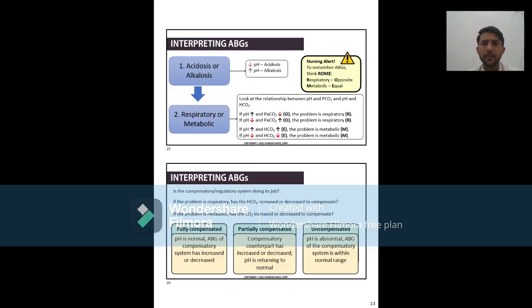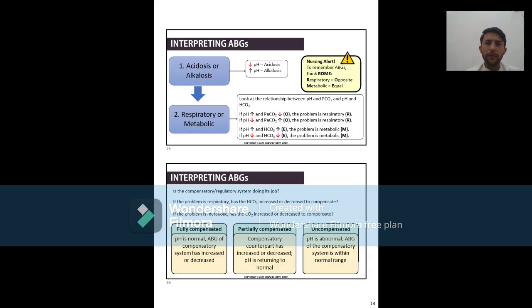In a metabolic condition, both the pH and the bicarbonate will go in the same direction. The pH will go up and bicarb will go up, because bicarbonate is basic in nature. If the bicarb level goes down, the pH will also go down. It means metabolic equal. To interpret the ABGs, we check whether the compensatory or regulatory system is doing its job. If the problem is respiratory, has the bicarbonate worked, increasing or decreasing? On the basis of that, we call it fully compensated, partially compensated or uncompensated.